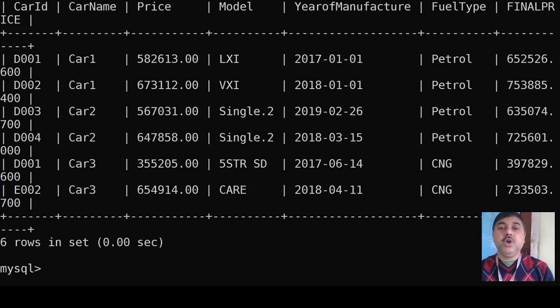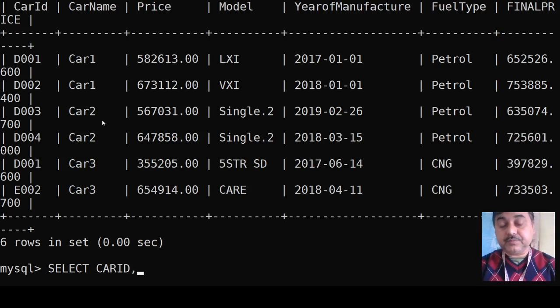So what we will do, first we have to do the SELECT. What do we need to select? First we need to select the ID of the car and the final price. These two things we require. So car ID, then comma, then FINAL PRICE. So the final price we have taken.